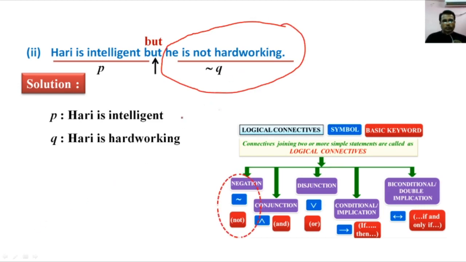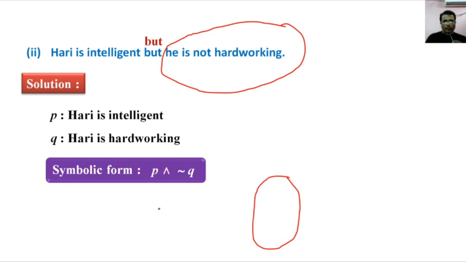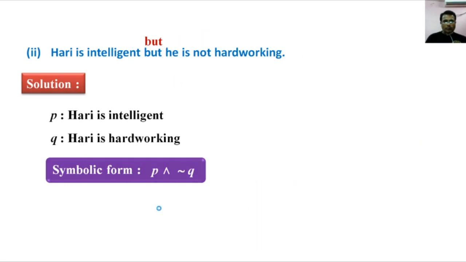Now considering the symbolic form, it is clear that but is used in place of and, therefore it is conjunction, and for conjunction we know the symbol is like this. So the symbolic form of this statement will be P and negation Q.